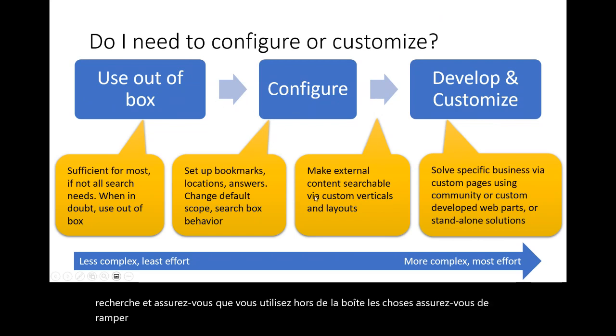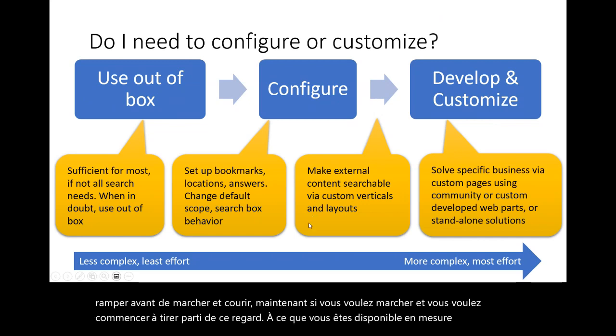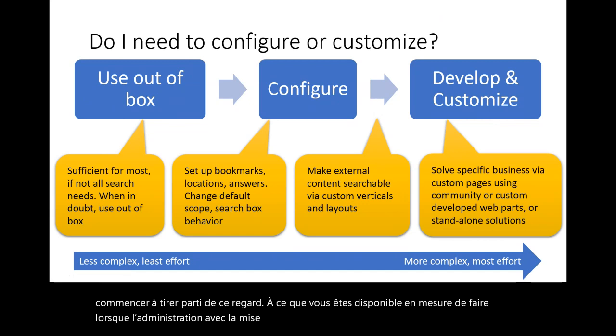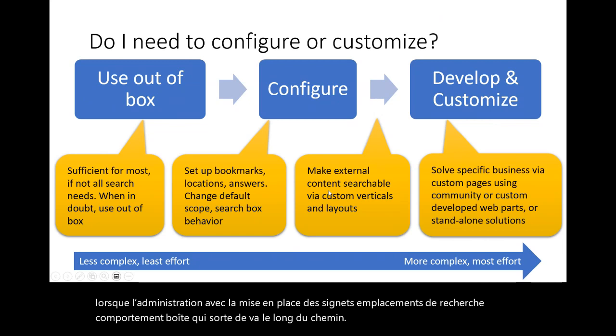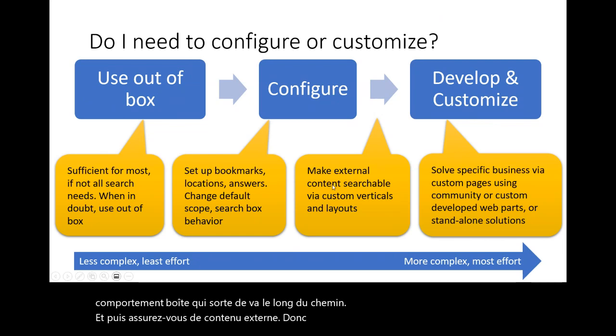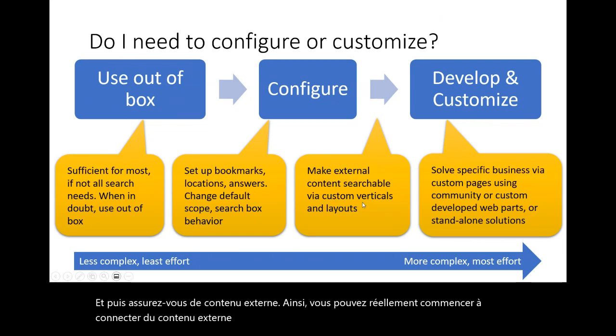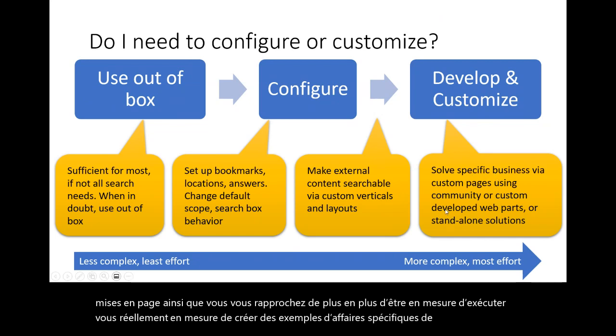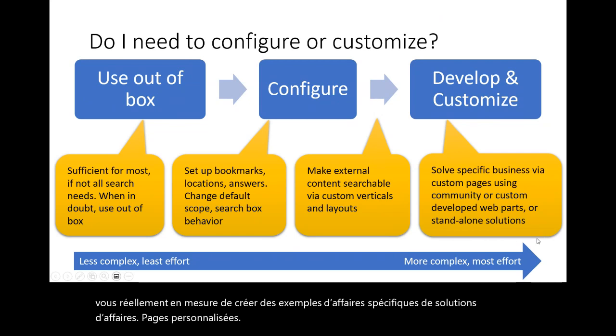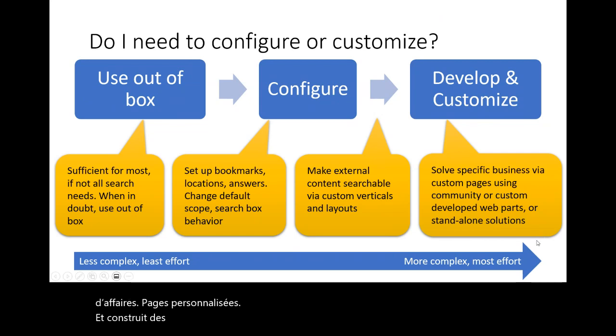Now, if you want to walk and you want to start leveraging that, look at what you're able to do with the administration with setting up bookmarks, locations, search box behavior. That kind of goes a long way. And then make sure external content. So you can actually start connecting external content as well as customize custom verticals and layouts as well. And as you get closer and closer to being able to run, you're actually able to create specific business examples, business solutions, custom pages, and build standalone solutions. So try to keep it simple, but at the same time, try to make sure you're investing and continually moving.